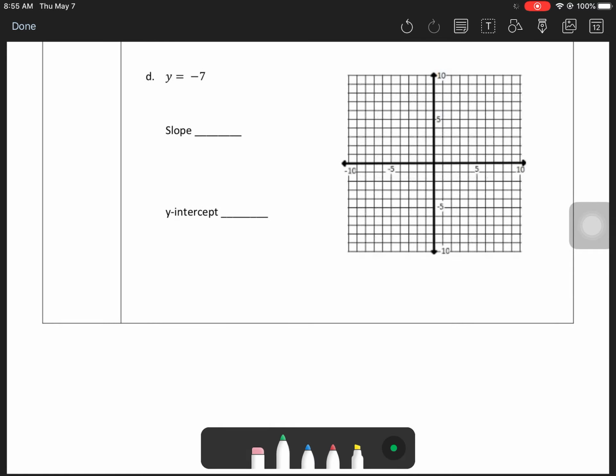Next problem, it says y equals -7. So we're going to put a dot at -7. And it says nothing about the x's. So x can be anything we want, but y always has to be -7. In that case, it's a horizontal line. And we know that a horizontal line has a slope of 0. And we also know that where it crosses the y-axis is the y-intercept, which is at (0, -7).